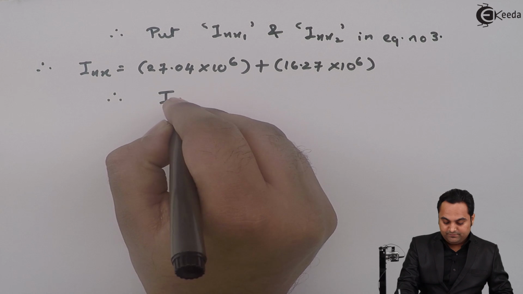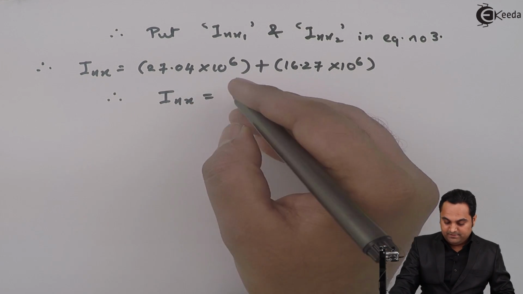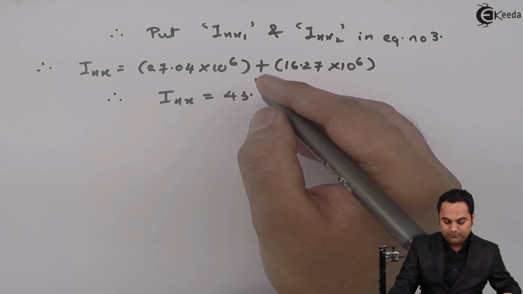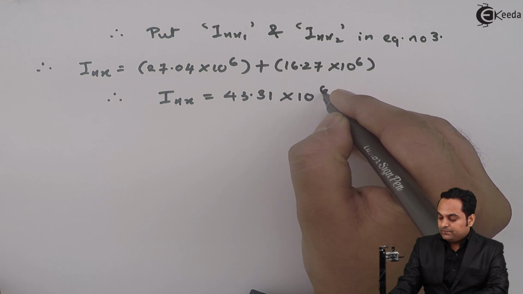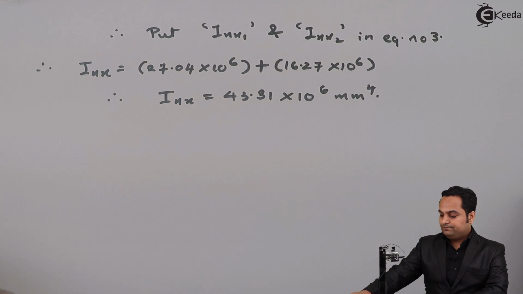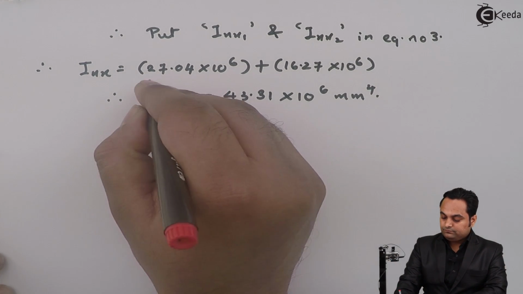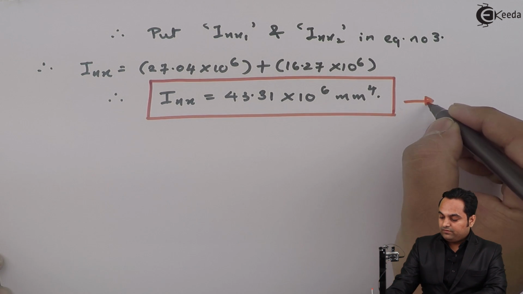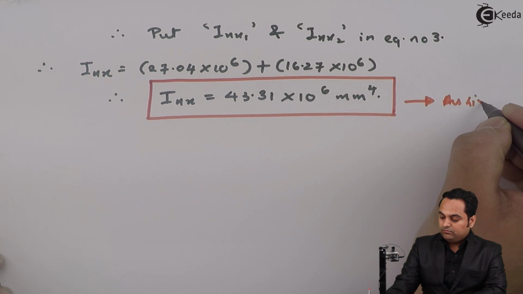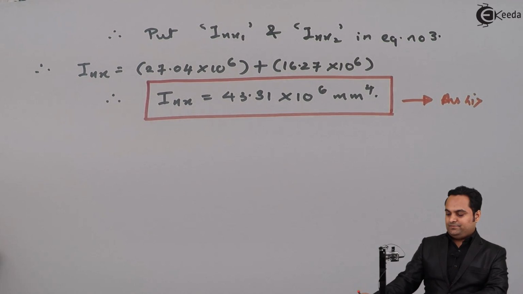So after adding them, I'll get Ix, and my answer is 43.31 into 10 raised to 6 mm raised to 4. So this is the first answer. Moment of inertia about x-axis.